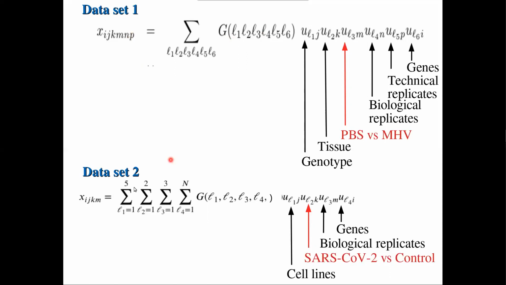A similar procedure can be applied to dataset 2, and the four vectors are attributed to the dependence on cell lines and SARS-CoV-2 or control or biological replicates or genes. And there are also multiple dependences upon cell lines and the SARS-CoV-2 control or biological replicate genes. Several combinations of products of these four vectors are summed up to x_ijkm with the weight of g.